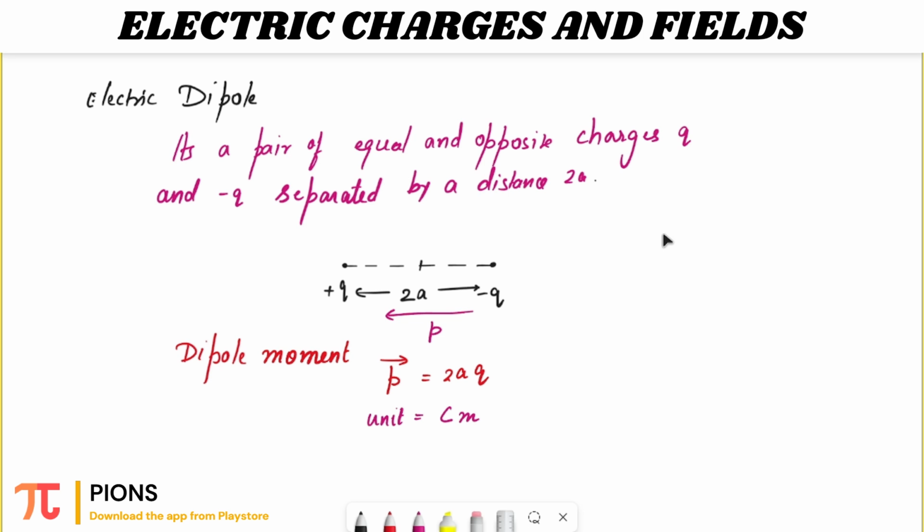Okay. So in the last lecture we did the electric dipole. Now today we will find the electric field due to an electric dipole at different points. Dipole we have already discussed in the previous lecture; I am just repeating it again. It is a pair of equal and opposite charges q and minus q separated by a distance 2a. An important parameter for this is the electric dipole moment, given by P, which is equal to 2aq, and the direction is always from negative to positive. Be very careful with this particular thing.